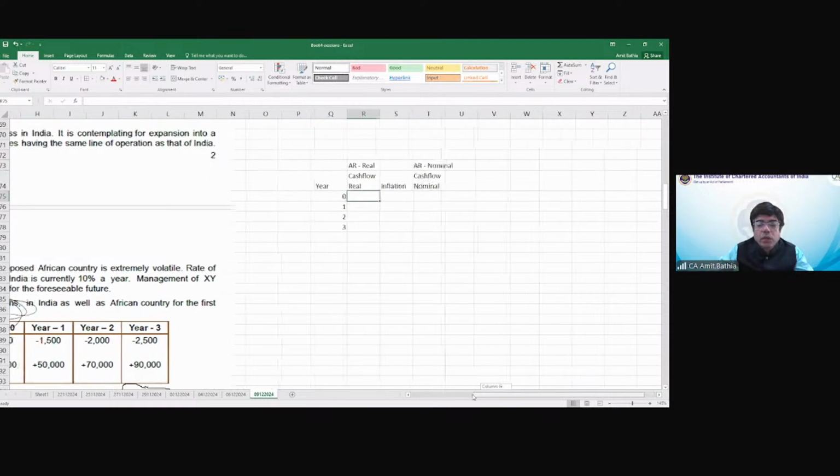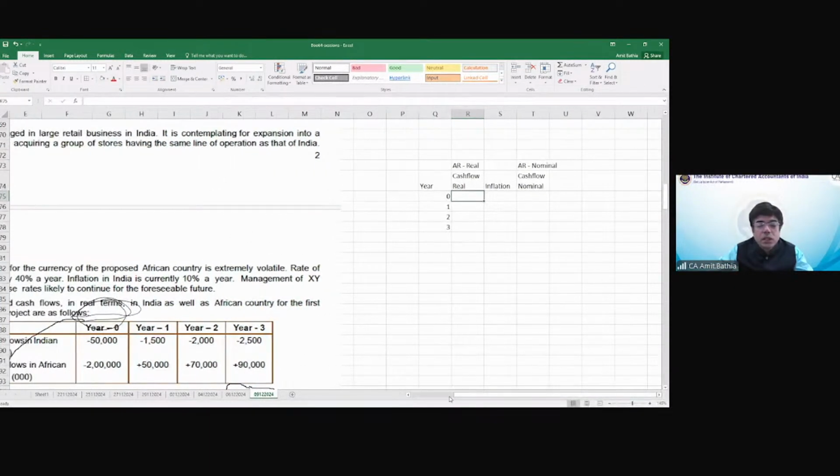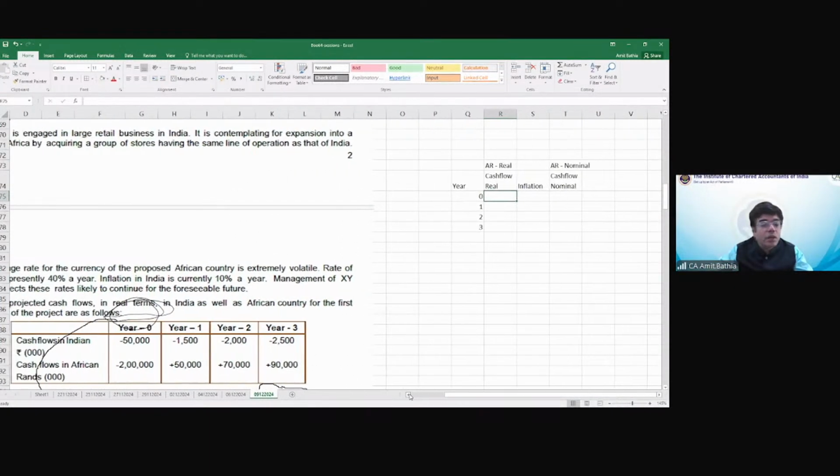Coming back to the question, what are the cash flows given to us? In African rand, we are given minus 200,000, 50,000, 70,000, and 90,000. Now remember, this is a real value. So after inflation is made effective, these numbers will actually increase or decrease.